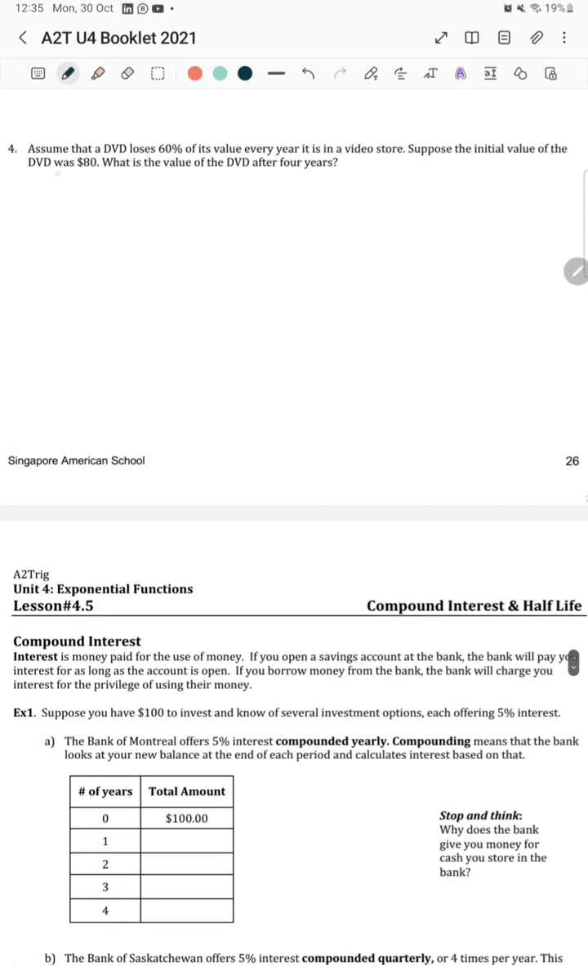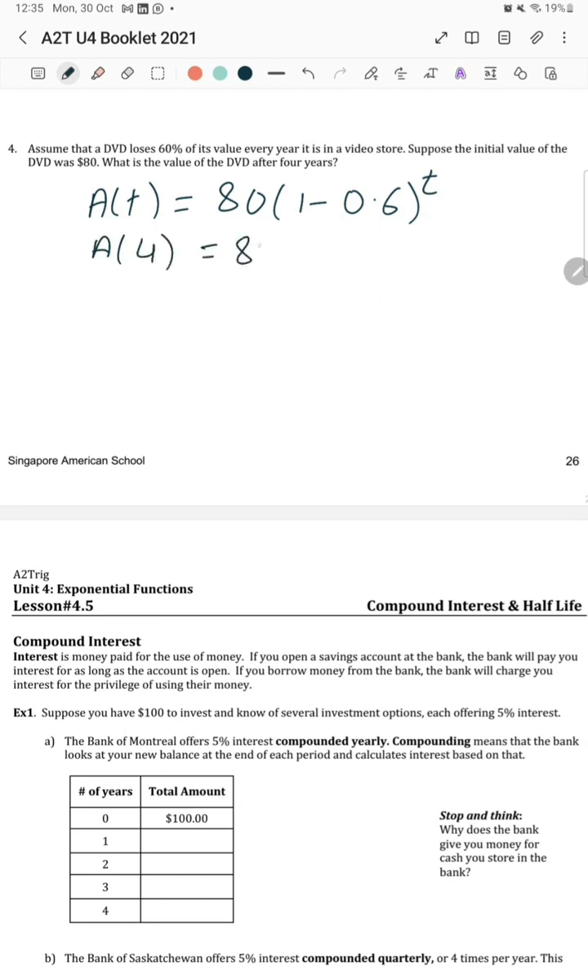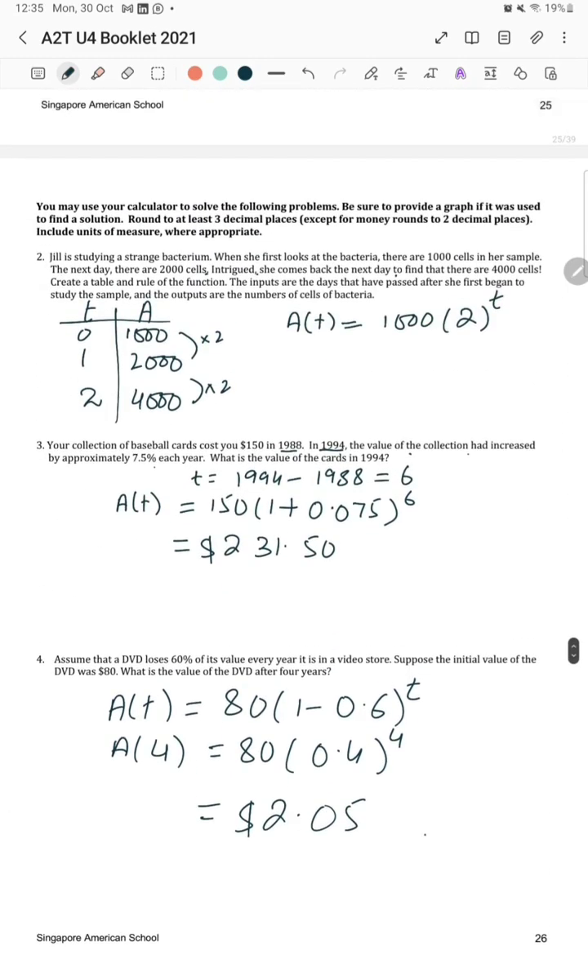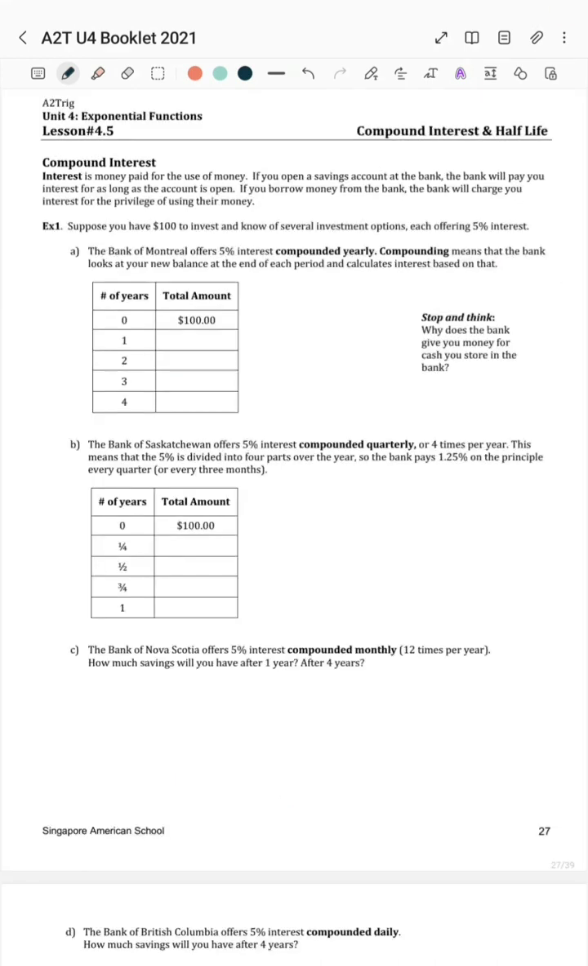Assume that a DVD loses 60% of its value every year in a video store. Suppose the initial value of the DVD was $80. What is the value of the DVD after 4 years? So A of T is going to be 80 times (1 minus 0.6) to the power T. So we need to find A of 4, which is equal to 80 times 0.4 to the power 4, which is equal to $2.05. So we have completed this lesson and we have learned how exponential decay and growth occur in practical situations. Thank you.